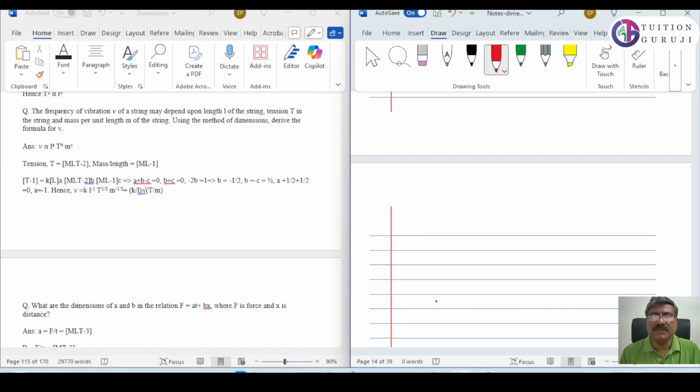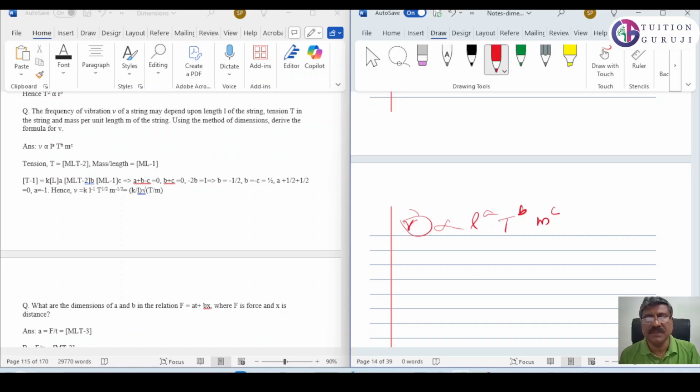The frequency of vibration nu of a string may depend upon length L, then tension T raised to B, then the mass per unit length. For the string, using the method of dimensions, derive the formula for it. We have to find the formula for nu, the frequency.